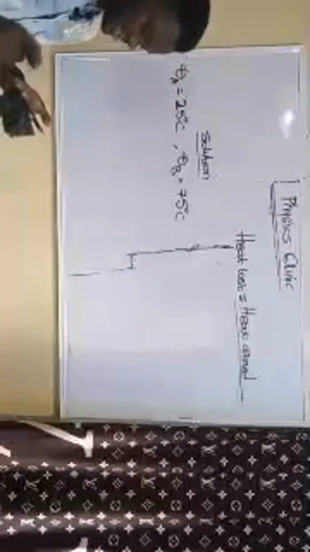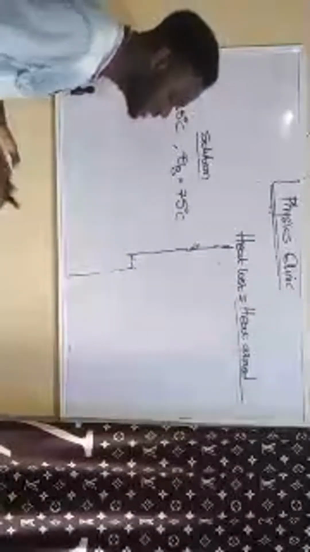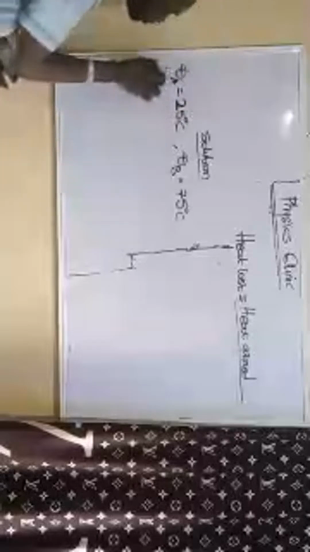Now, it says if a mixture of water at 40 degrees Celsius is required, it means that at the end of the day, the temperature of the water after mixing water from tap A with water from tap B should be 40 degrees Celsius. 40 degrees Celsius is the final temperature. Are we together?